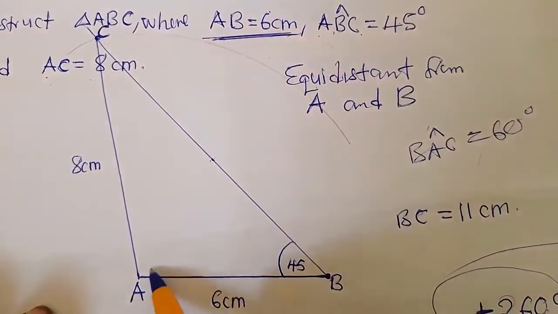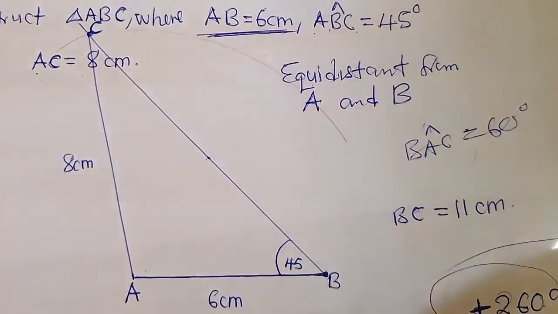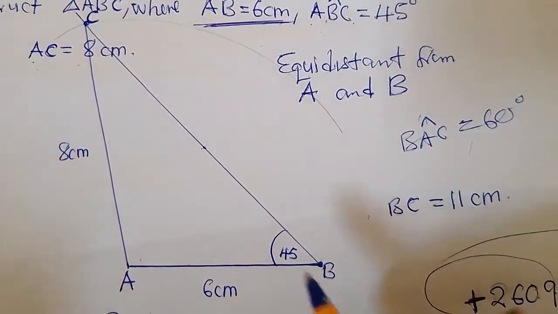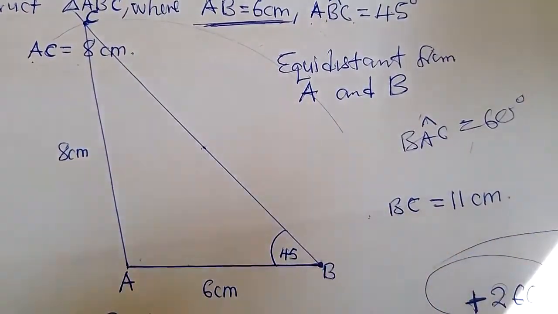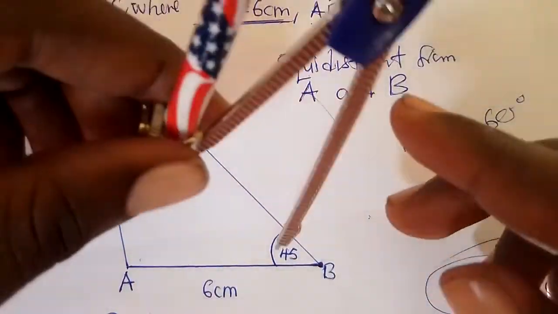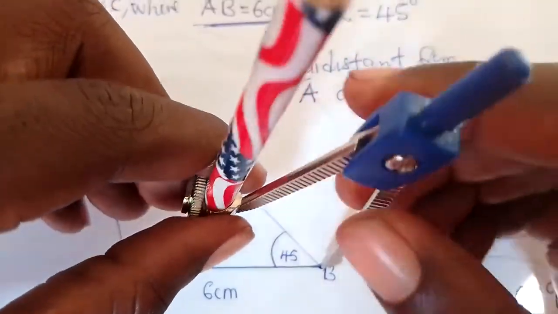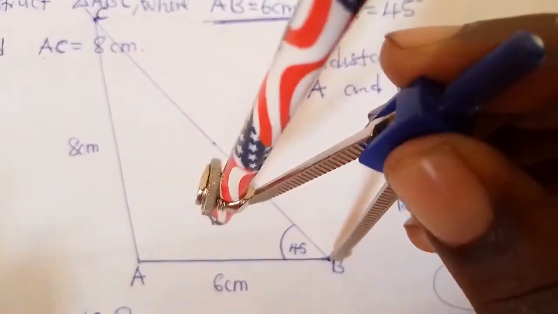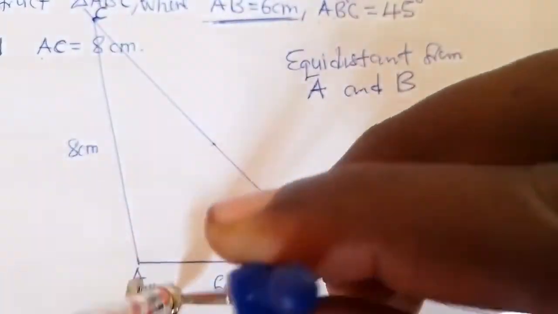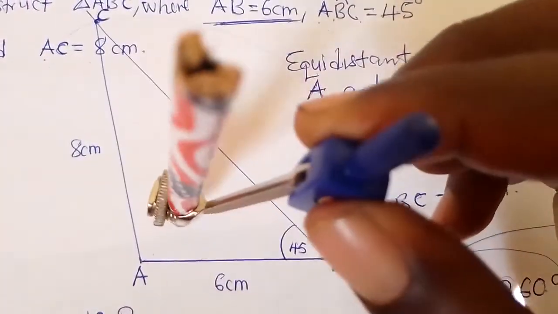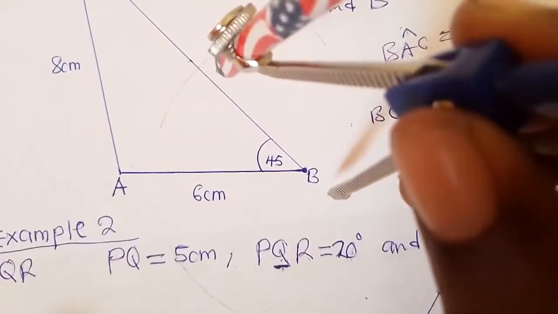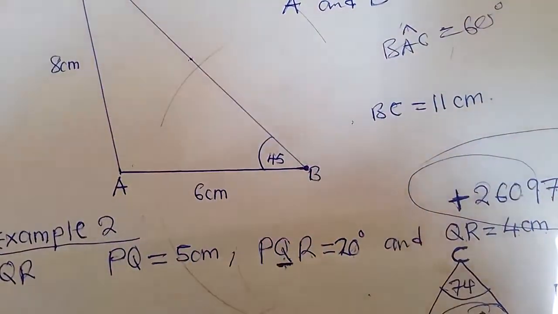You are told to bisect this, the same way we did on that triangle, everything should be done inside. You open your compass more than half. You do this. You put an arc there, and you go to this other side.